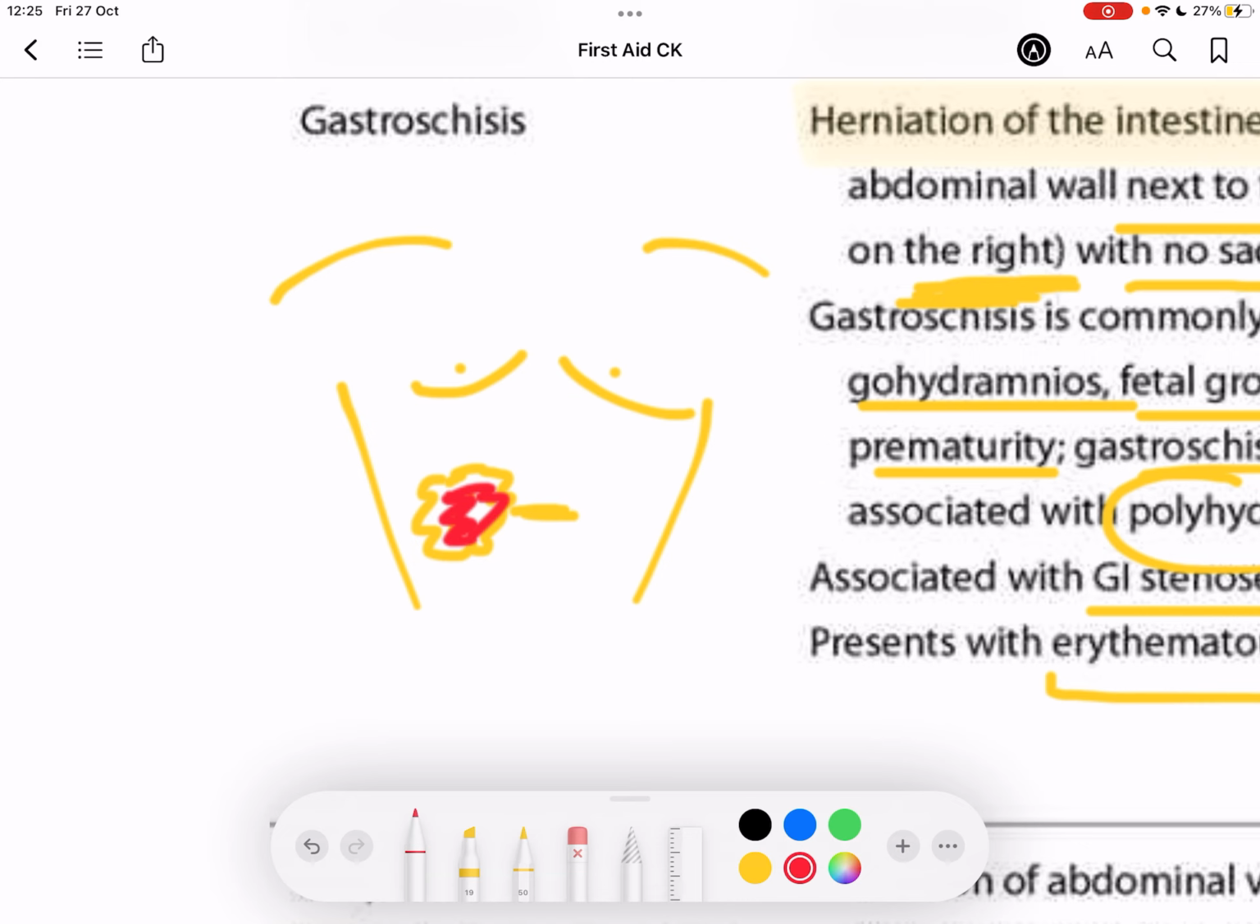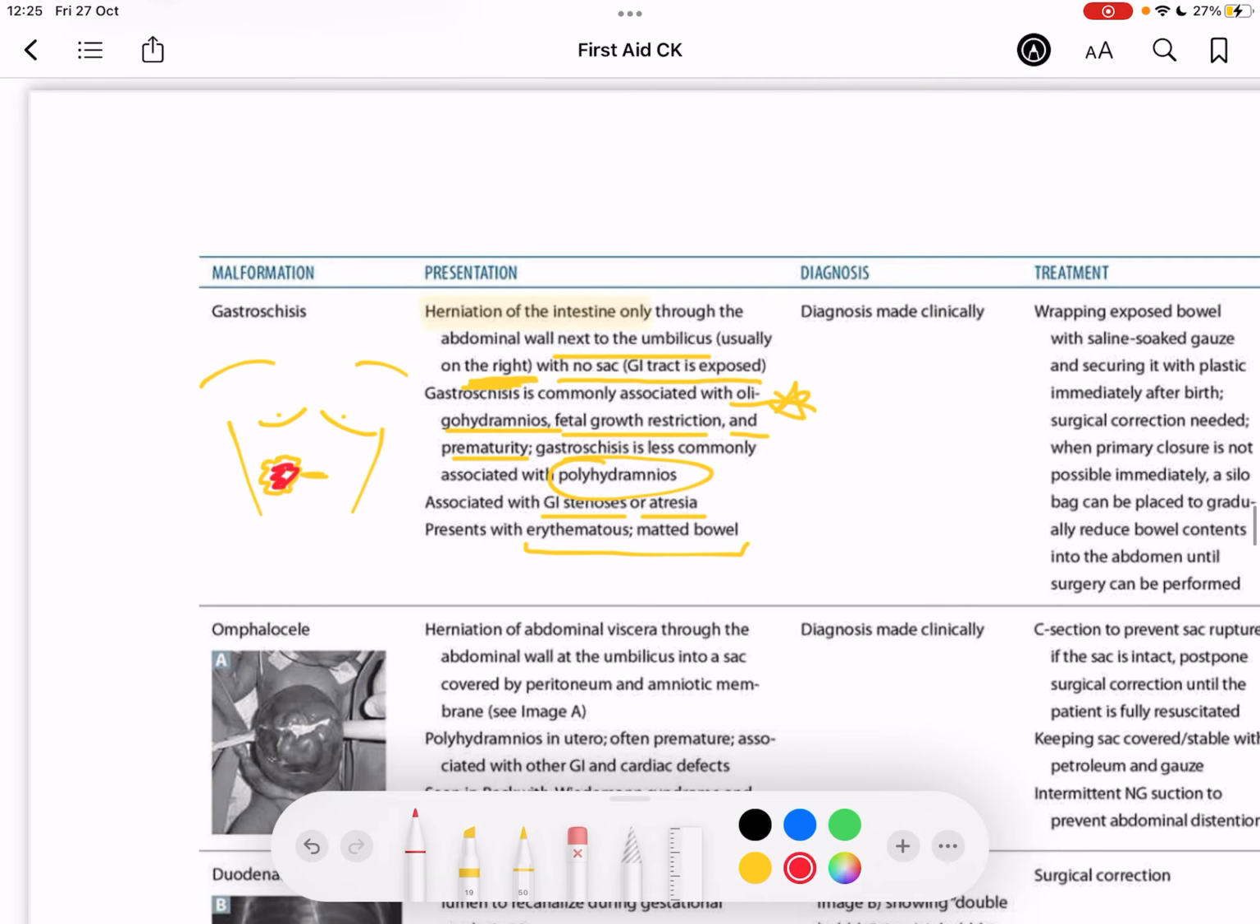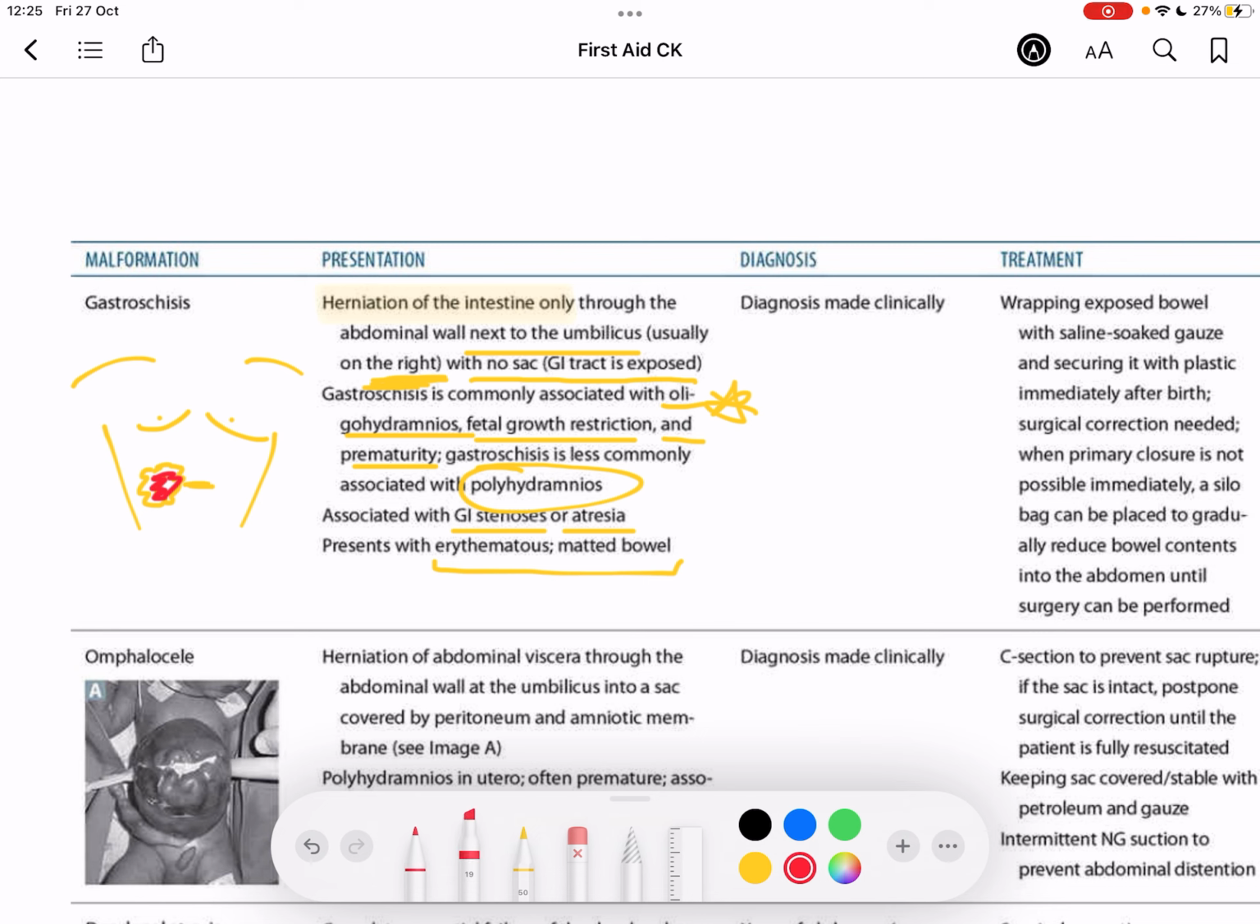So this intestine will be red and matted because it's just been exposed to the toxic nature of the amniotic fluid. Okay. The diagnosis is purely clinical. I think it's obvious why. I mean, if you see this on a fetus or an ultrasound prenatally, then it's fairly self-explanatory.